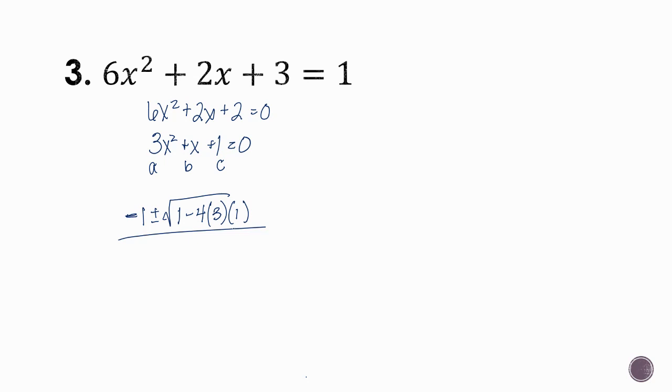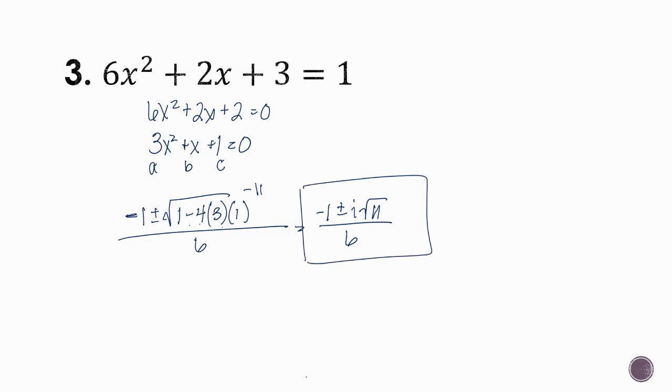And I'm going to put all the stuff in here. 2 times 3 is 6. So when I work inside my radical here, I've got 1 minus 12, which is negative 11, which means I need an i in my answer. There's nothing I can simplify because that radical 11 can't be simplified at all. So I'm going to leave this as my solution.